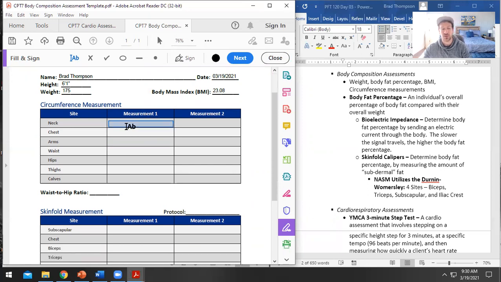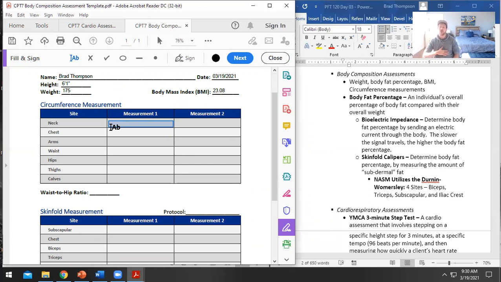Then we got our circumference measurements, right? So we would measure the neck at the Adam's apple. We would do the chest. I'm a guy, so these are pretty flat, right? Which means we're pretty much going to go right on the nipple line for most of your male clients.